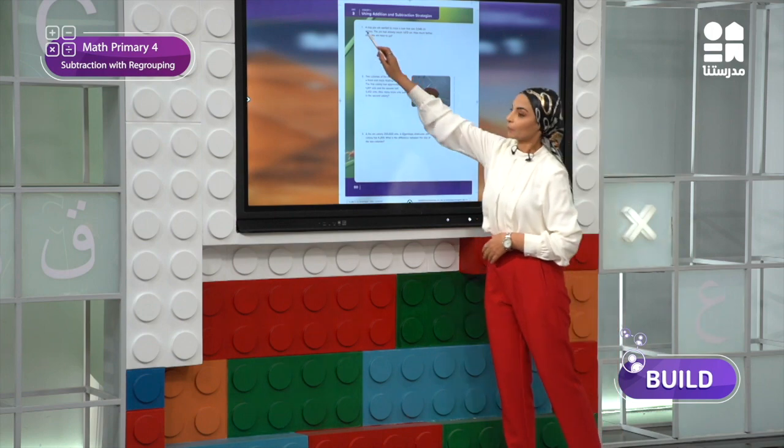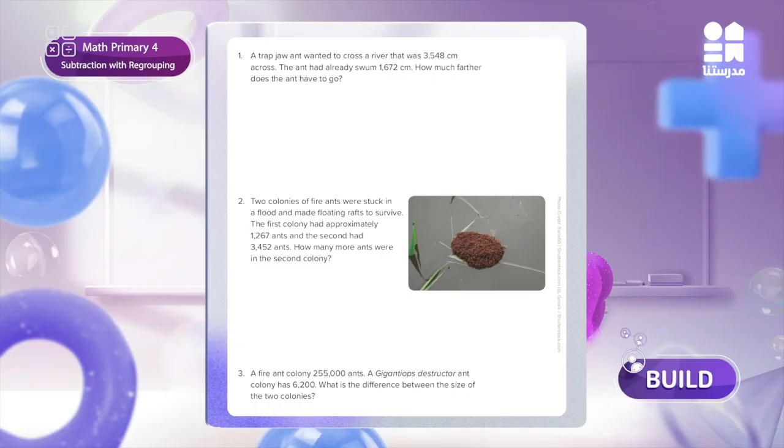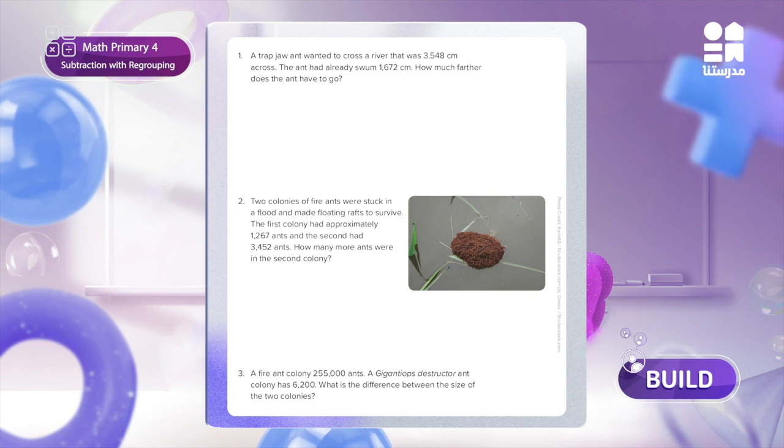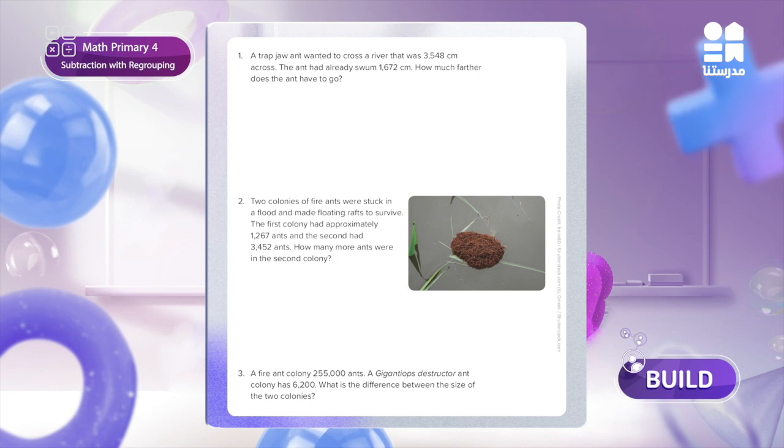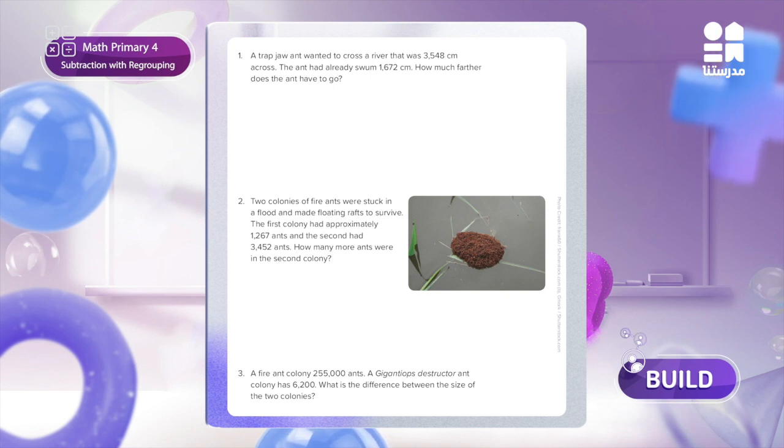Here in problem number 1, I want you to try to write an equation for the story problem that you are reading. Okay, let's read this one. A trapped Joe ant wanted to cross a river that was 3,548 centimeters across. The ant had already swum 1,672 centimeters. How much farther does the ant have to go?